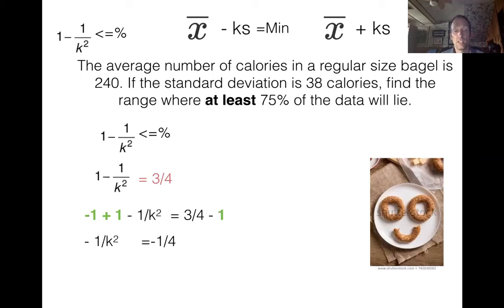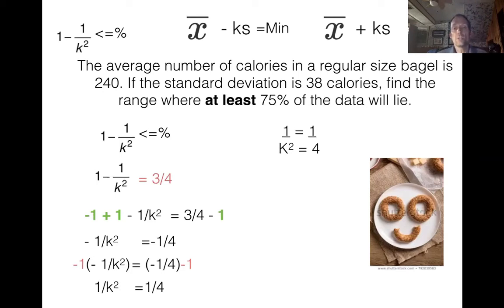How do we eliminate the negatives? We're going to multiply both sides by negative 1. And when we do that, we're going to get 1 over k squared equals 1/4. We're going to bring that up onto the right side of the screen here. Now we have 1 over k squared equals 1/4.